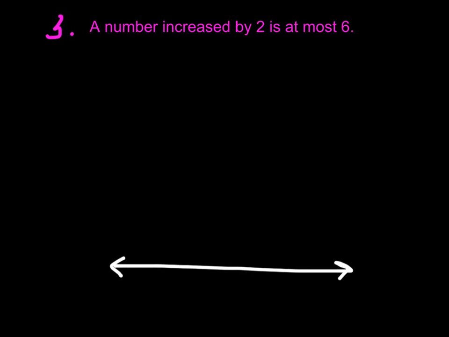So on number 3 and 4, we have to set up a problem. And these are pretty simple. You just have to read what it's asking you for. So on number 3, it says a number increased by 2 is at most 6. So first of all, a number, we don't know what that number is, so that's x. Increased by 2, that would mean to add 2.